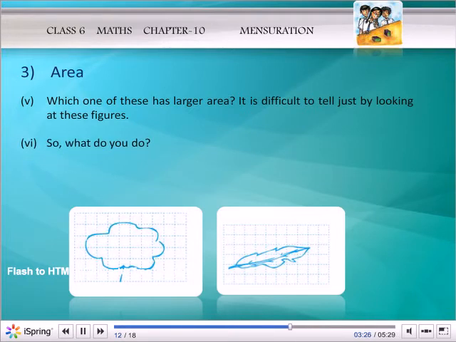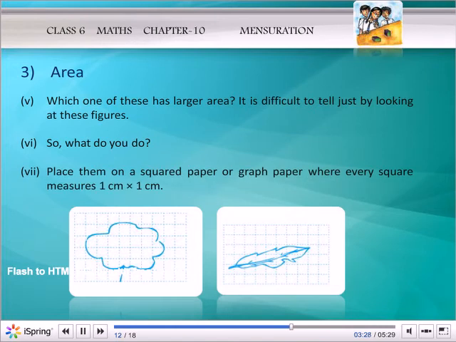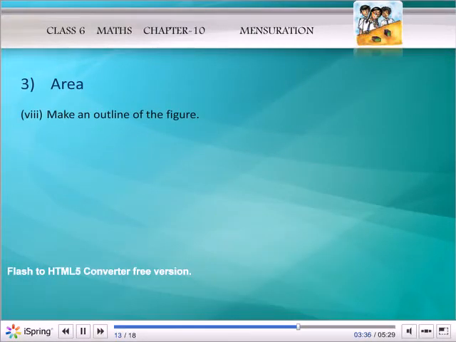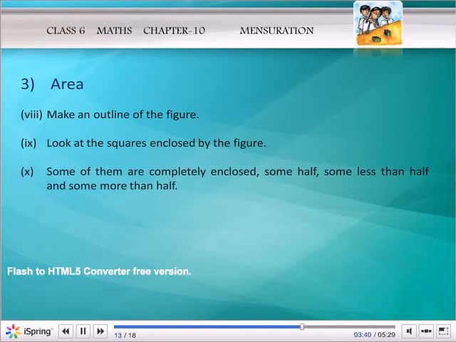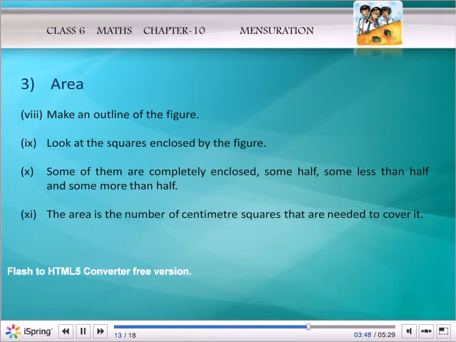So what do we do? Place them on a squared paper or graph paper where every square measures 1 centimeter into 1 centimeter. Make an outline of the figure. Look at the squares enclosed by the figure. Some of them are completely enclosed, some half, some less than half, and some more than half. The area is the number of centimeter squares that are needed to cover it.